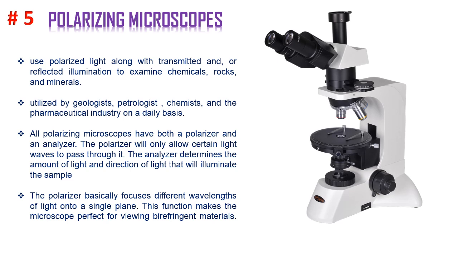All polarizing microscopes have both a polarizer and an analyzer. The polarizer will only allow certain light waves to pass through it, and the analyzer determines the amount of light and direction of light that will illuminate the sample. The polarizer basically focuses different wavelengths of light onto a single plane, and this function makes the microscope perfect for viewing birefringent, meaning different refractive index, materials.